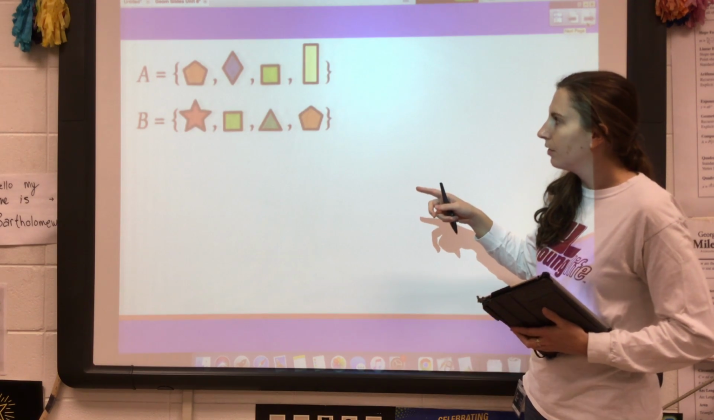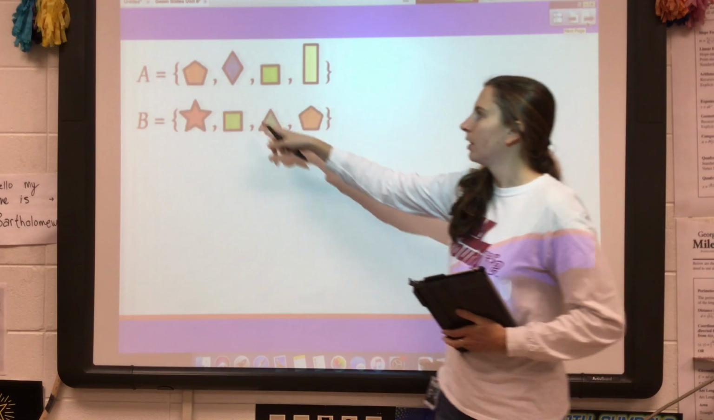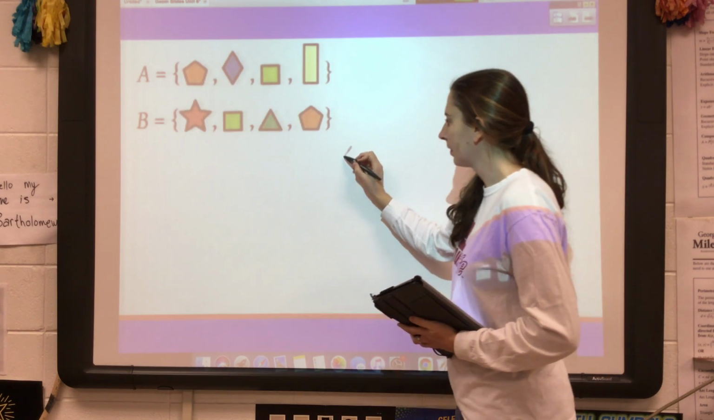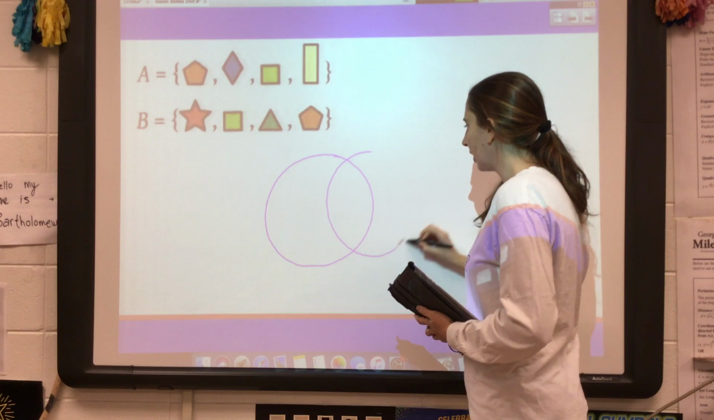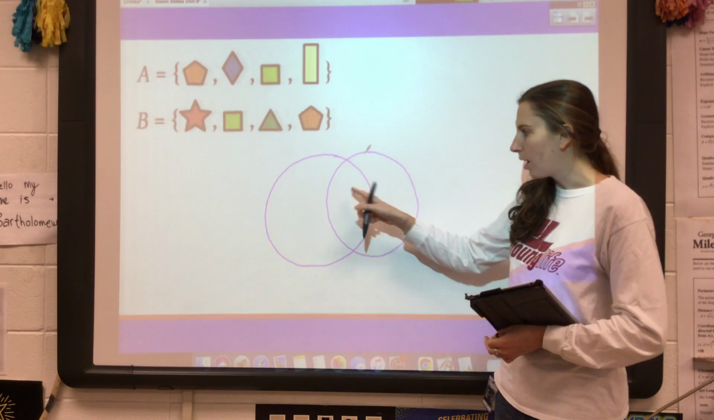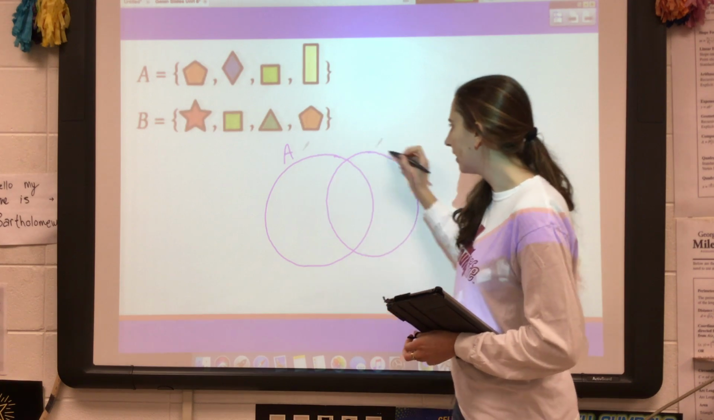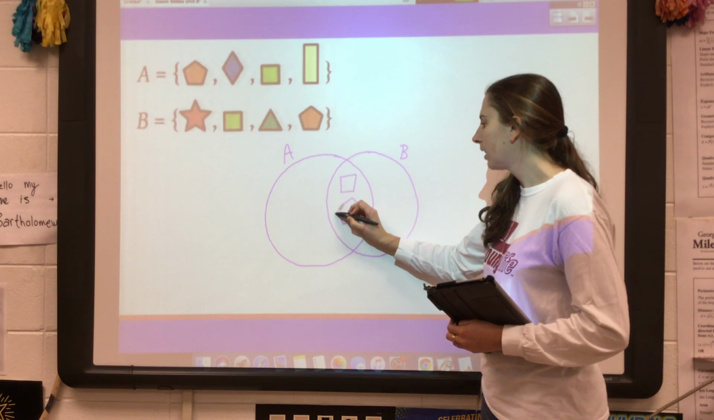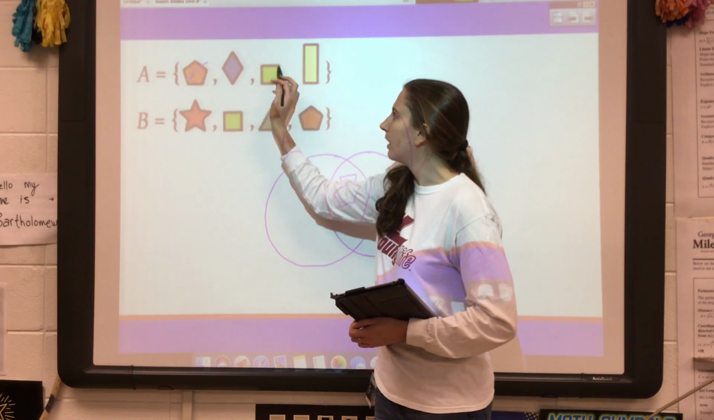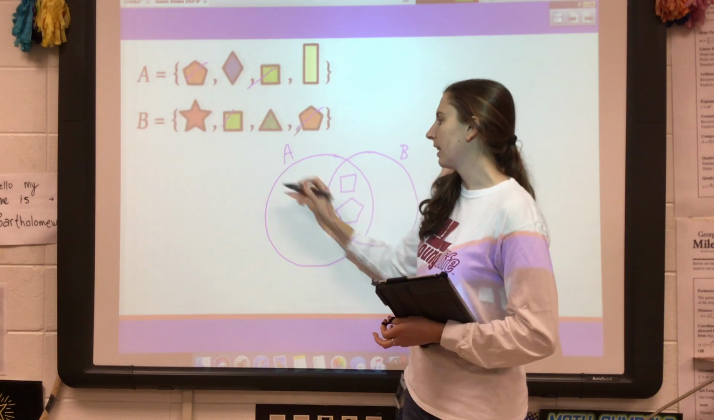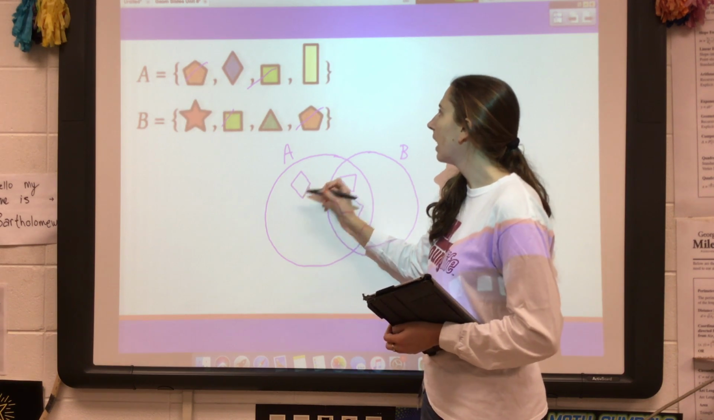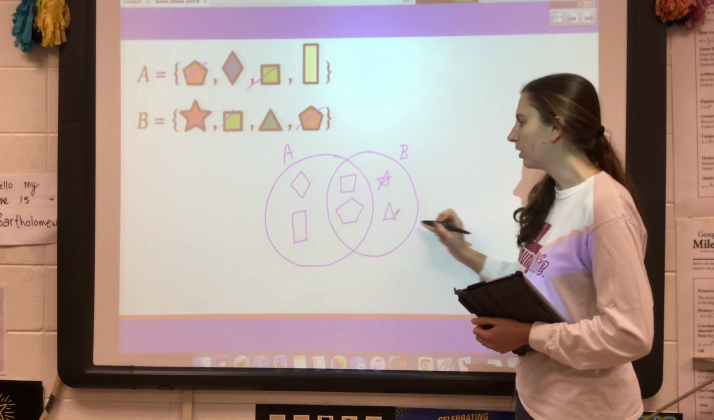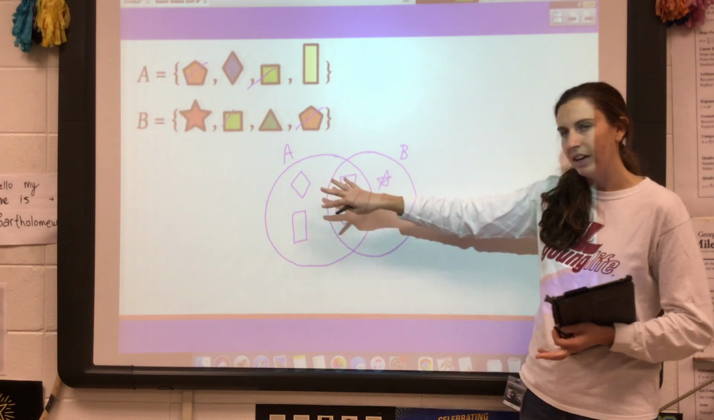You may notice that they have a few elements in common, the square and the pentagon. So I'm going to make a Venn diagram of these two sets. You may remember doing this back in the day. Whatever they have in common goes in the overlap here, so let's call this set A and this set B. They share the square and the pentagon, so that takes care of these. And then set A also has a kite and a rectangle, and set B also has a star and a triangle. So this would represent those two sets just in Venn diagram form.